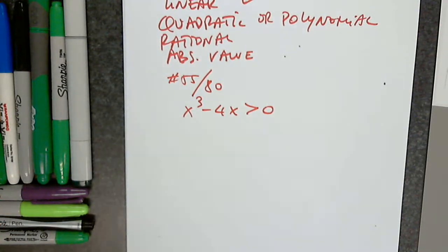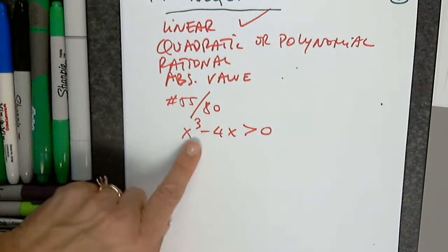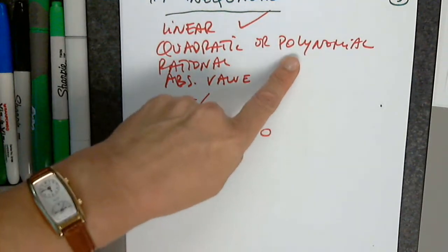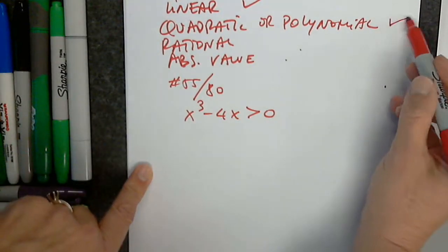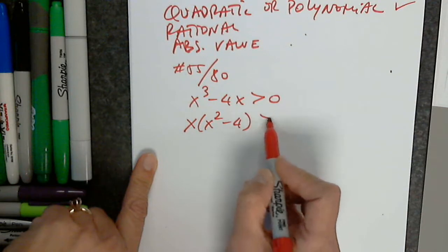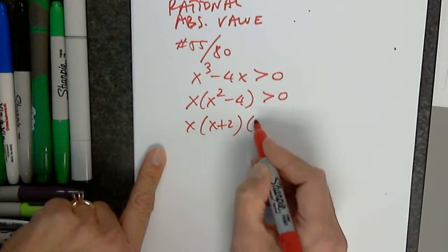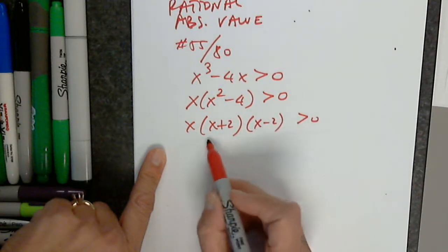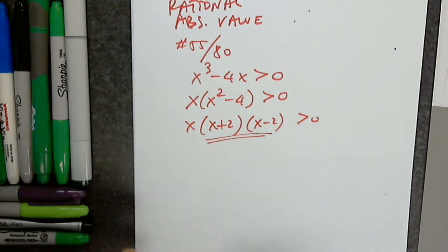I'm asking myself what type of inequality is this? And the answer is not quadratic because the degree is 3. But it's polynomial because the degree is 3. In these cases, I have to factor completely, and I have x, and then x squared minus 4 greater than 0. And I will continue factoring: x plus 2 and x minus 2. And if you remember, this is part of our agreement on the first day of classes. I will use the same method I used before.